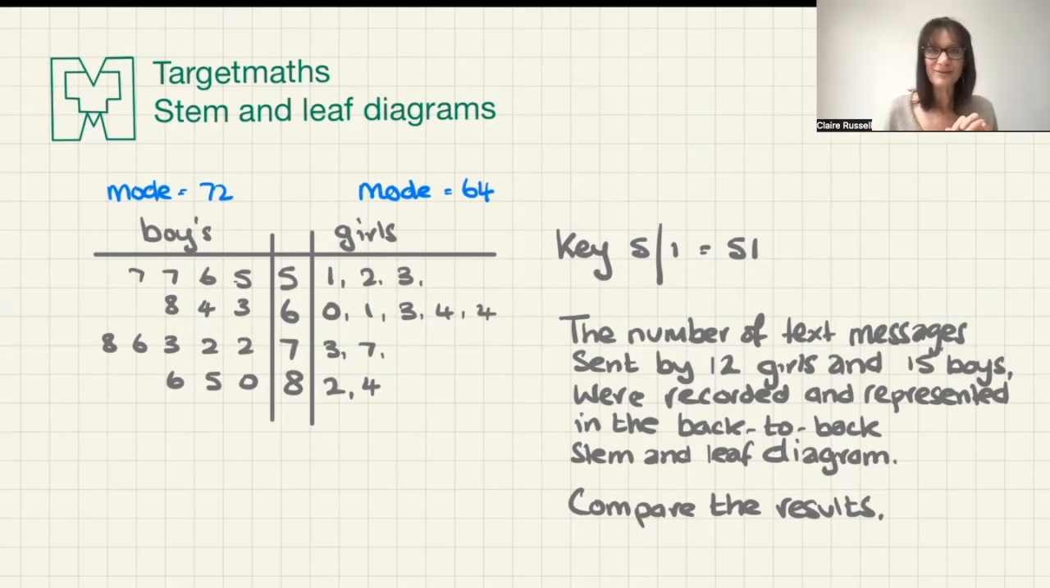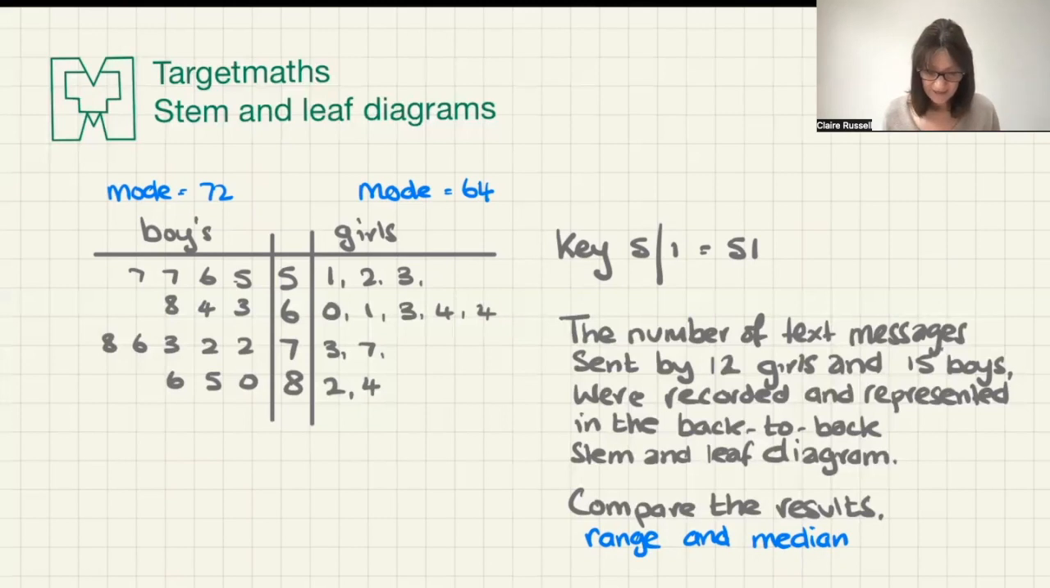However, the bad news is in an exam situation, they don't really rate the mode as a good average for comparing. So they would prefer to see you commenting on the range and the median. So if you've seen enough now to think, oh, I know what to do, then hit pause and just have another go at it. You don't have to just watch me do it. We're not going to see another one of these. So it would be a chance to really have a good go. Otherwise, keep going with me.